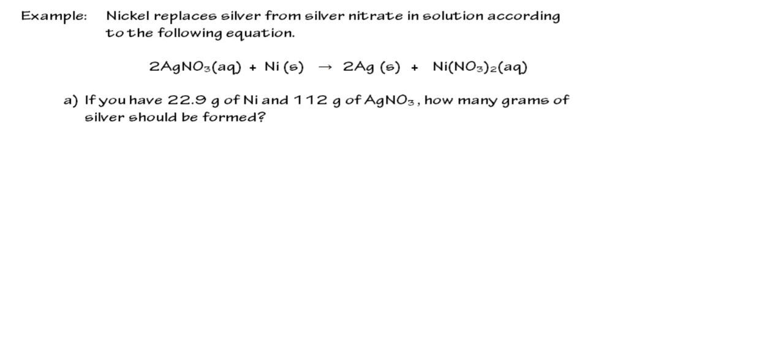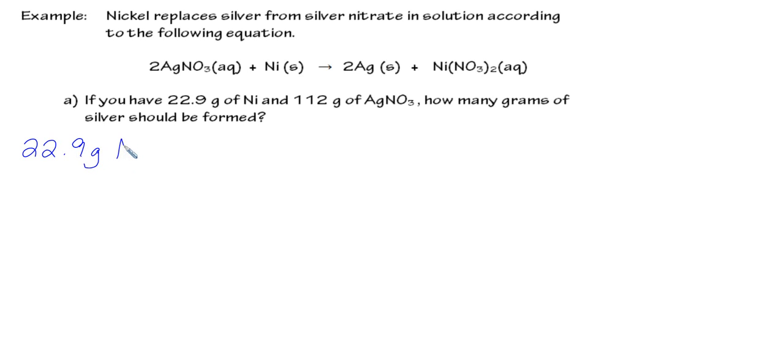We have the balanced equation, a single replacement between silver nitrate and nickel. We have 22.9 grams of nickel and 112 grams of silver nitrate. How many grams of silver can be formed? Okay, so we said first step, we need to figure out if there's a limiting and excess reactant because that's the one that determines the amount of product formed. We can't work in grams, so we need to get these in moles.